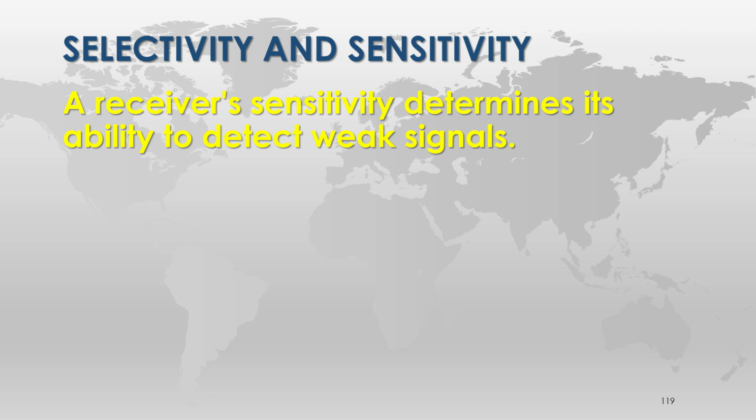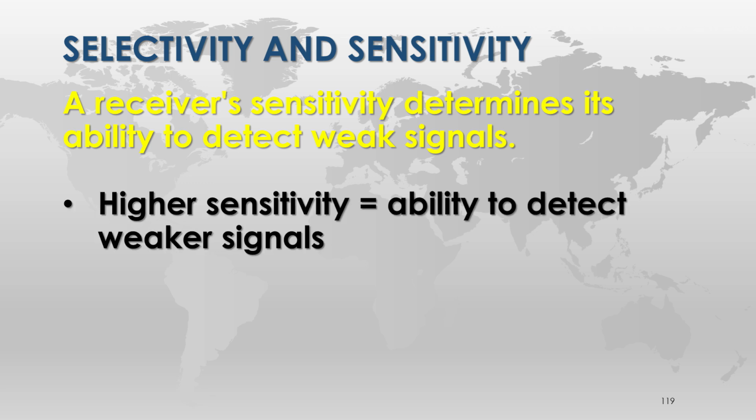Selectivity and sensitivity. The receiver's sensitivity determines its ability to detect weak signals. So if I'm sensitive, I can pick up that weaker signal. That radio is not as sensitive as that Kenwood. That one is not as sensitive as that Kenwood. It might be more sensitive than my Baofeng, it might not. We don't know. But how much you can pick up a weak signal is sensitivity. Higher sensitivity is the ability to detect a weaker signal.